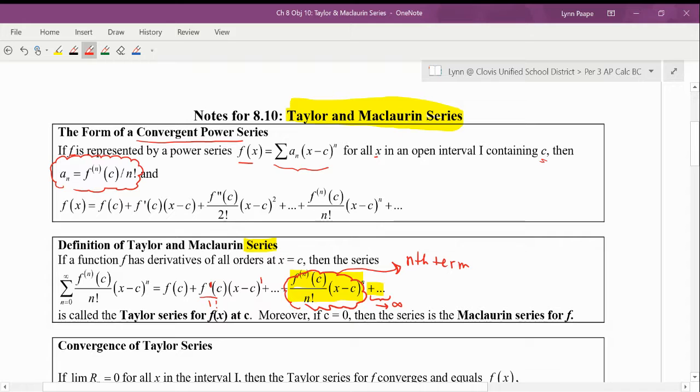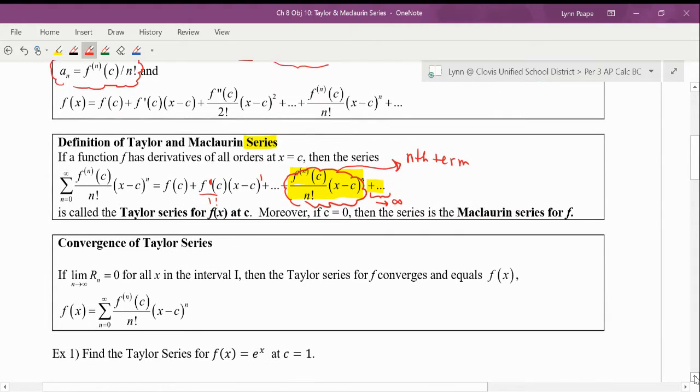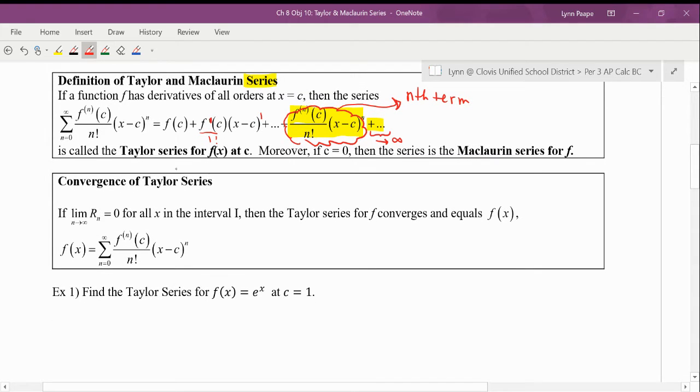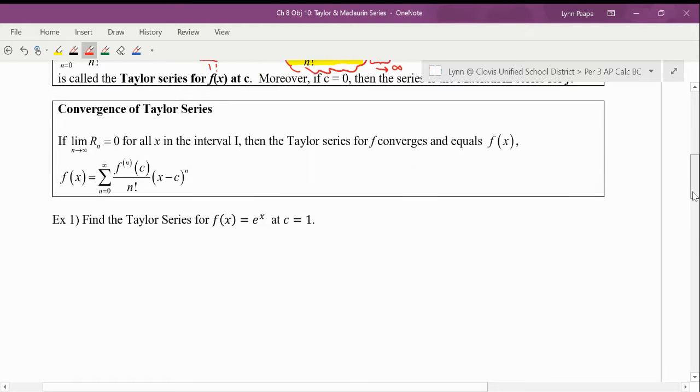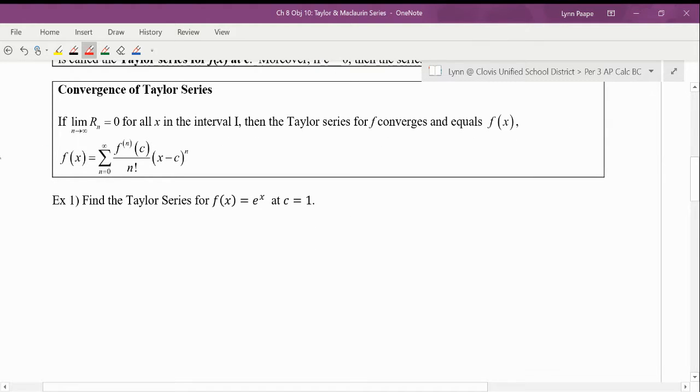Okay, so now let's take a look at our Taylor series. If the limit of the remainder is equal to 0 for all x in the open interval I, then the Taylor series for f converges and is equal to f of x. Okay, so that is what that piece is saying there. And again, this is just the nth term that we're taking a look at.